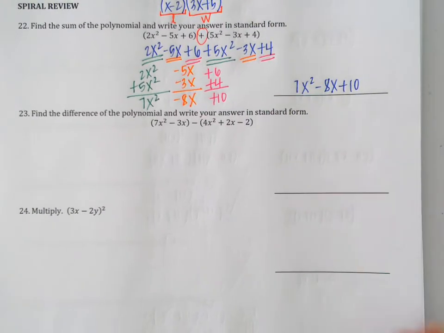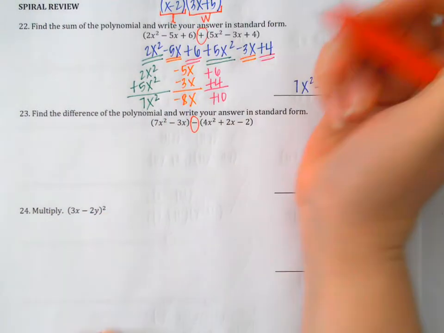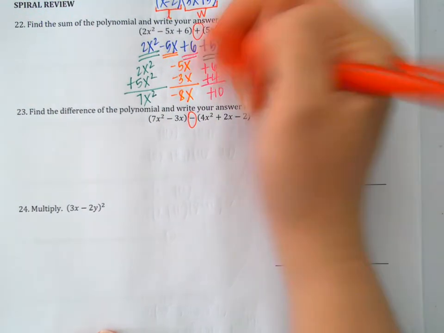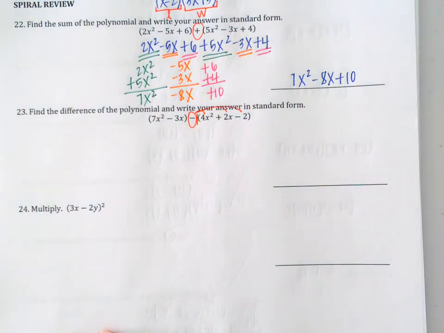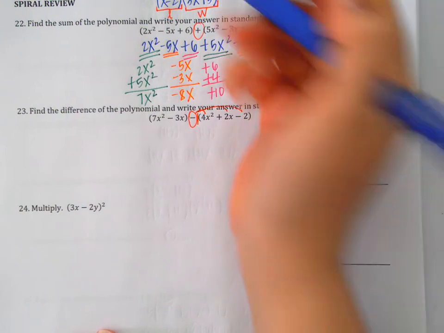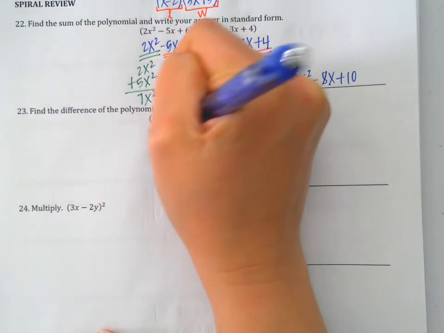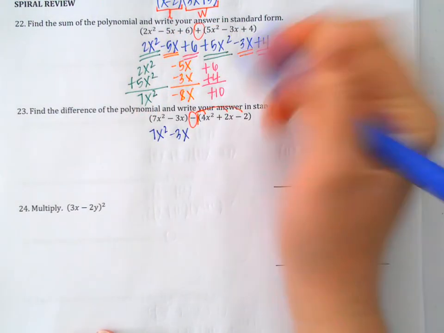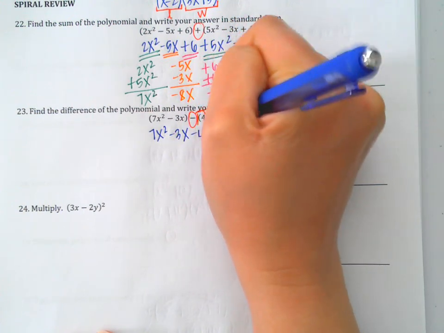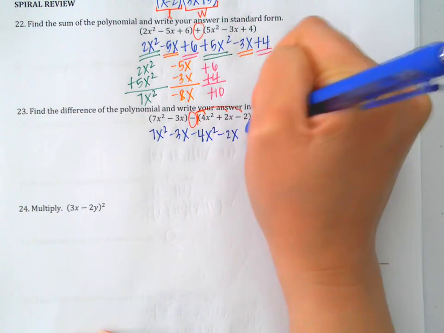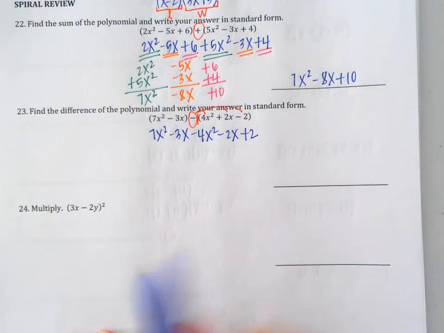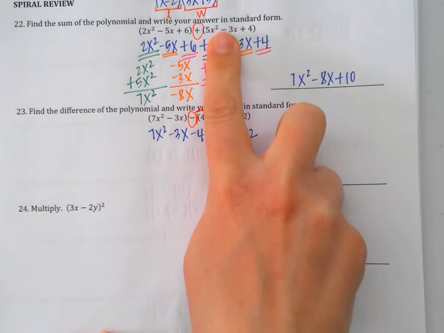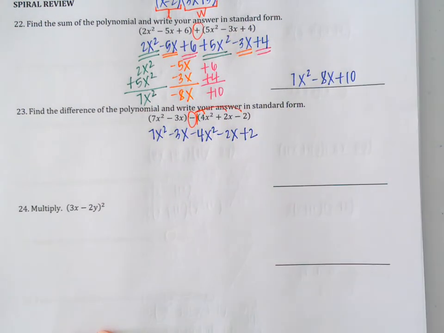Okay, so 23 is saying find the difference, which we know because of that minus in between. So the only thing that changes is we have to distribute a -1 to every single term. So we're not multiplying here, we're just distributing the -1. So 7x squared minus 3x stays the same, and then it becomes minus 4x squared minus 2x and plus 2, because I distributed a negative to every single term. And then I'm at the same spot that I was up here. I just combine my like terms.